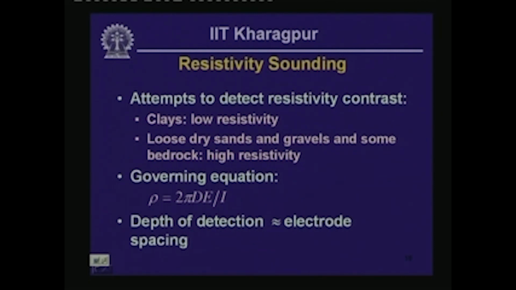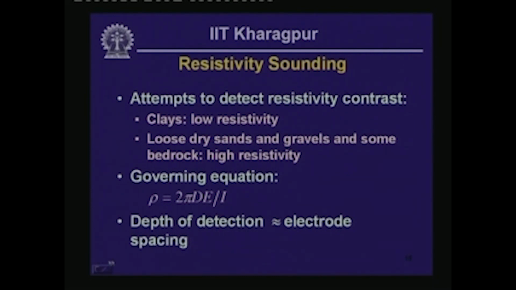Then the governing equation in this case is shown below. That is essentially rho is equal to 2 pi times d times E over I. Rho is the resistivity in this case, d is the distance between the electrodes that are used in order to circulate the current, and these electrodes are placed at the ground surface. E is the voltage drop between the detectors, and I is the current generated at the detectors.